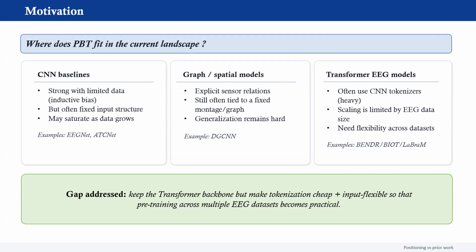So this motivates the gap in which they position their model, where they want to retain a transformer backbone, but replace the heavy tokenization with a lightweight, flexible patch embedding so that the model can scale pre-training across multiple datasets and remain usable when channel montages and trial lengths differ.